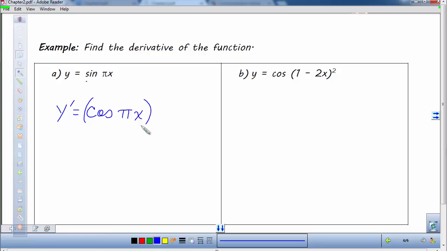Not zero. It's pi. Pi is just a constant, right? So it's like saying 3x. The derivative of 3x is 3. The derivative of pi x is pi. Can I do anything else with this? No. This pi x is tied to this cosine. He's not floating out there just all by himself. So no, I can't do anything. I might write this like this. But I can't multiply that pi and the pi x together.